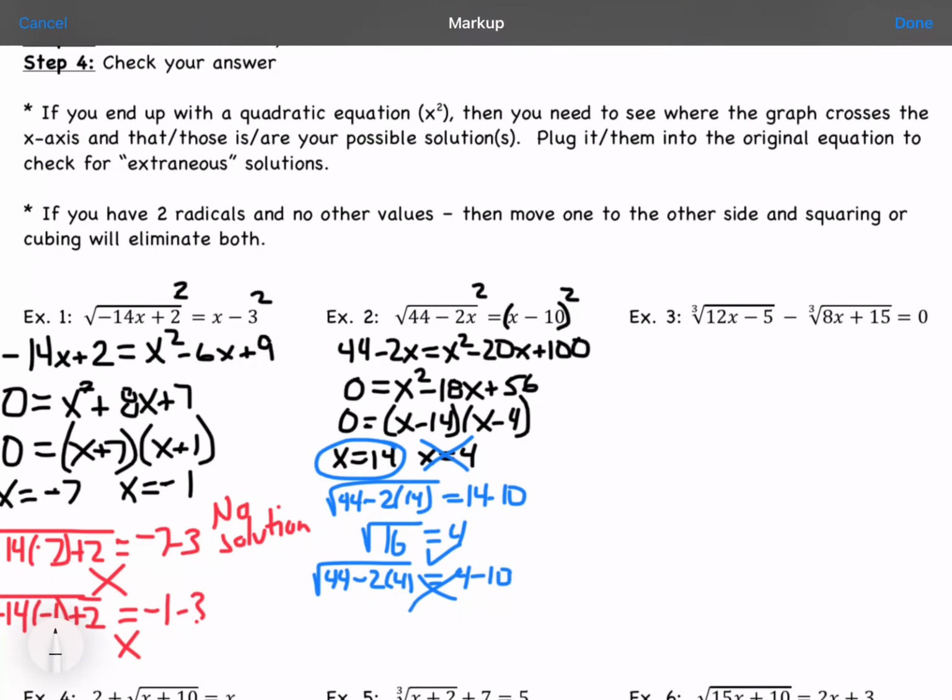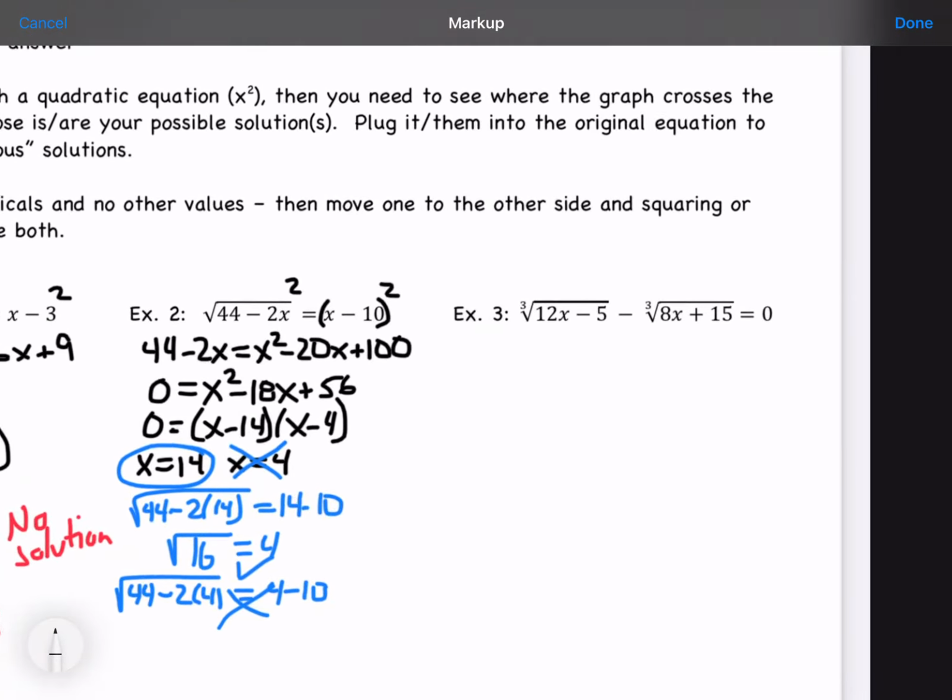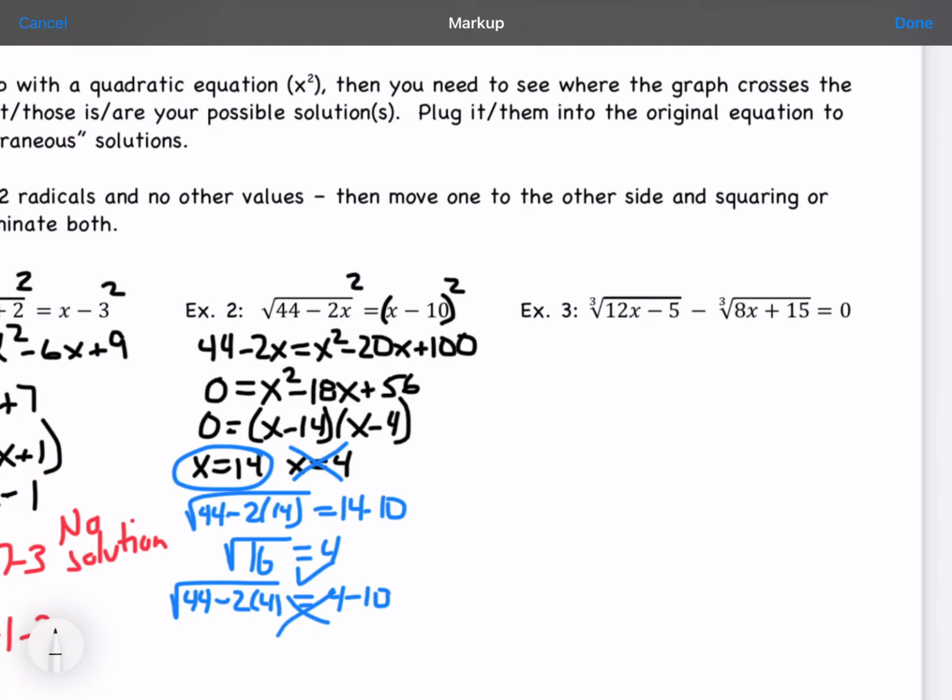Hopefully you're starting to see the pattern. All right, number 3, we have cube roots. We haven't done cube roots yet, you say. No big deal. We have 2 of them, so we want to get one on one side and one on the other. So we can just move this over to the other side by adding it.